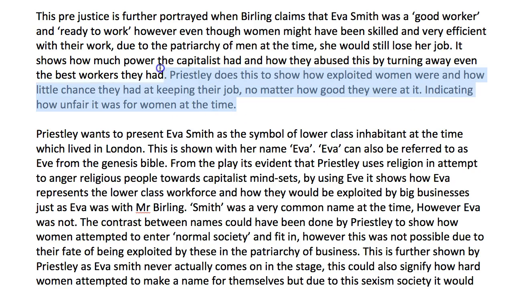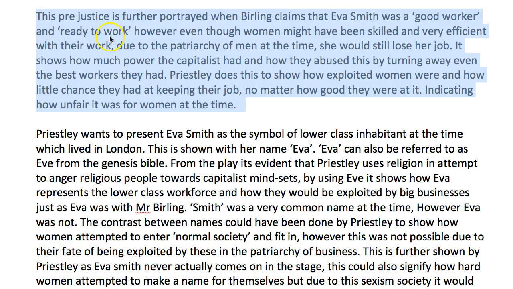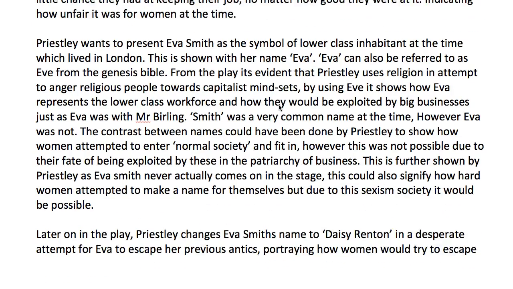So this is your best made point so far. You've gone from really specific short quotations to talking about Priestley's purpose in quite lucid detail. So this is your best paragraph so far.